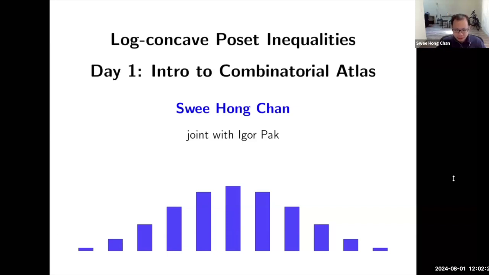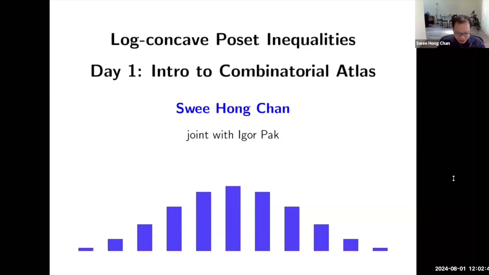So today will be the first day of this talk on log concave poset inequalities. I will present the first four days, and Igor will present the fifth day. I'll be more focused on the technical applications, the technical side of this subject, but Igor will be more focused on the philosophical side of the story.